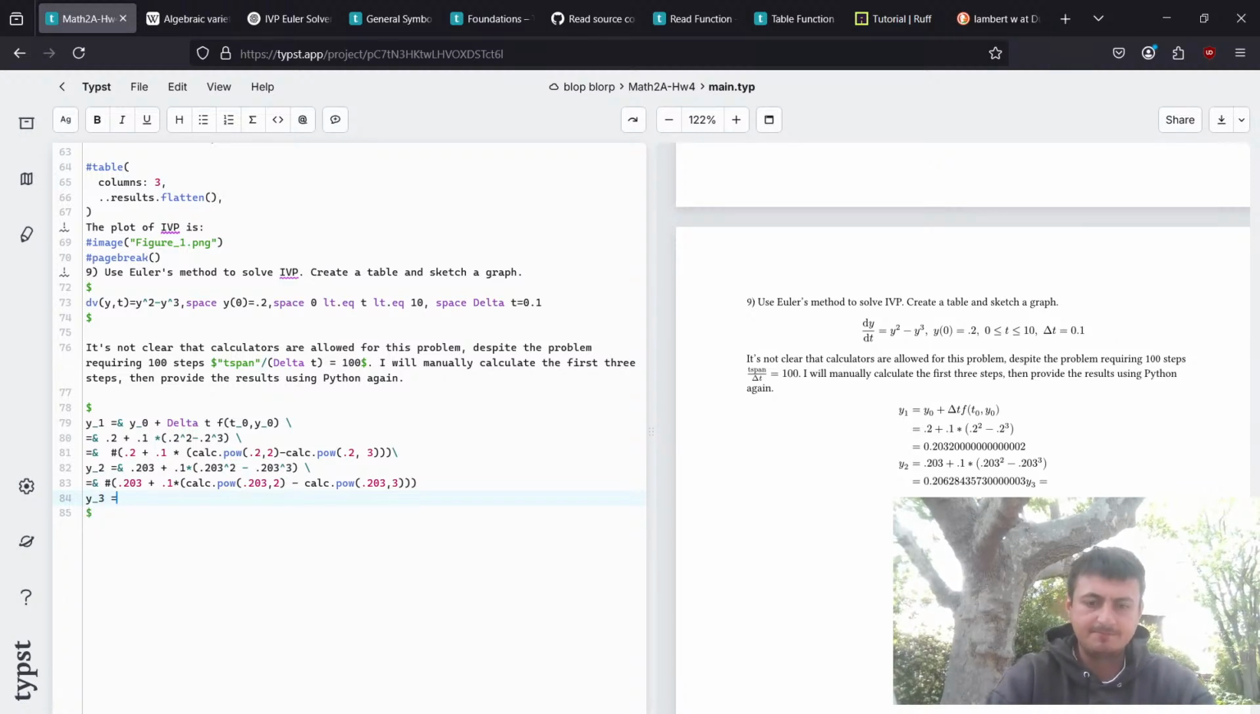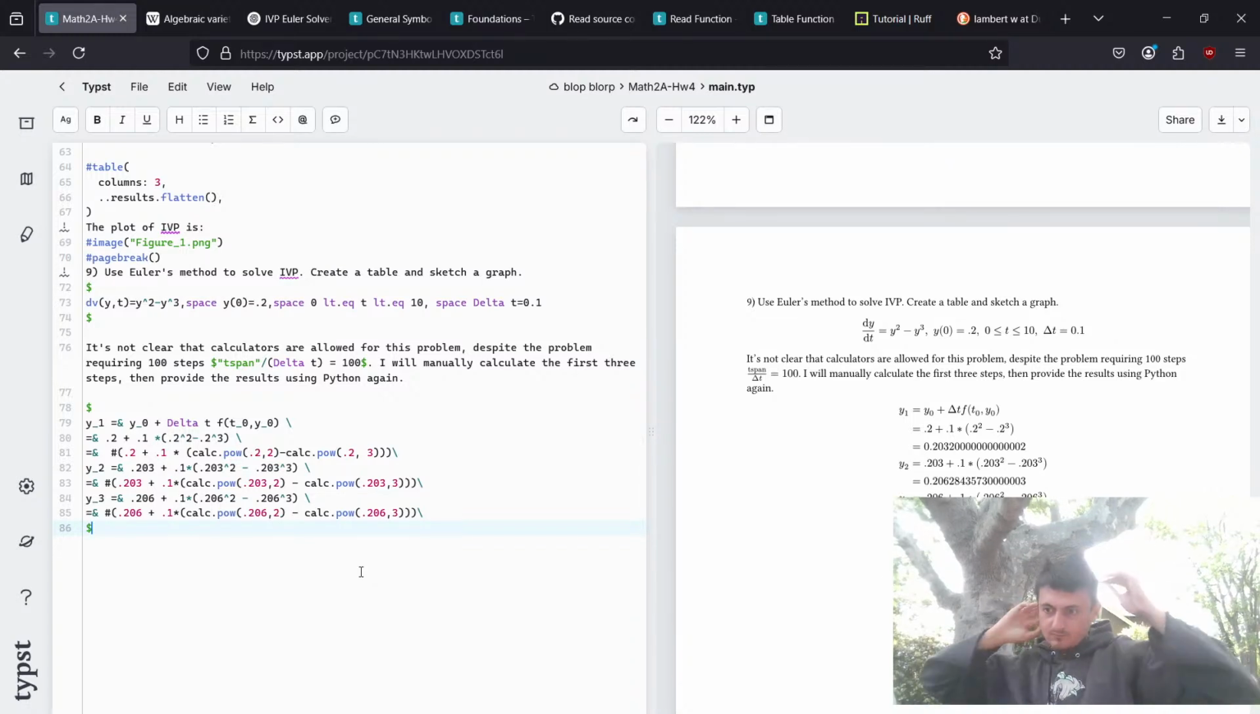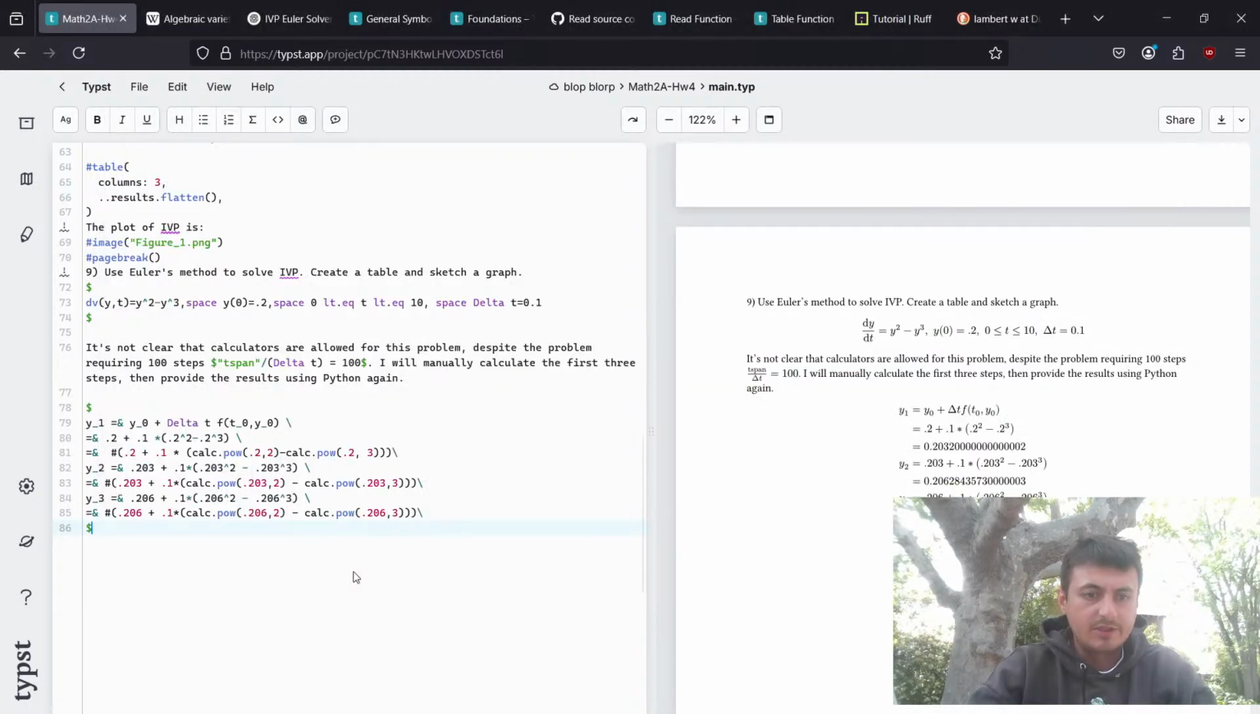I wish I had Copilot built in here. Because it's like, all right, this is getting pretty boring. All right, cool. Getting there.